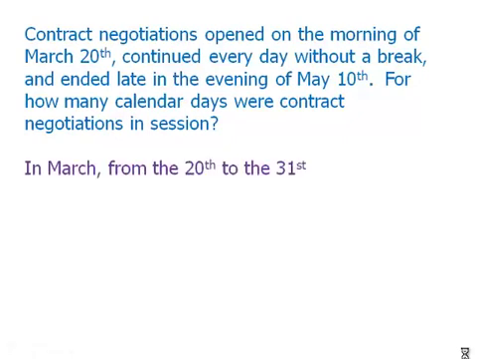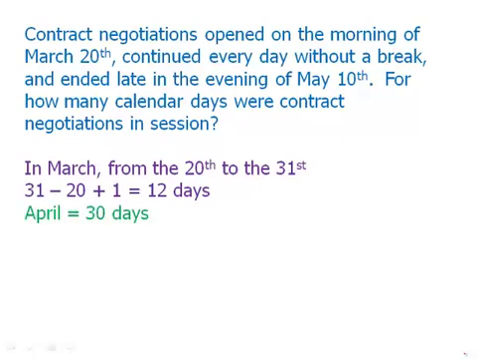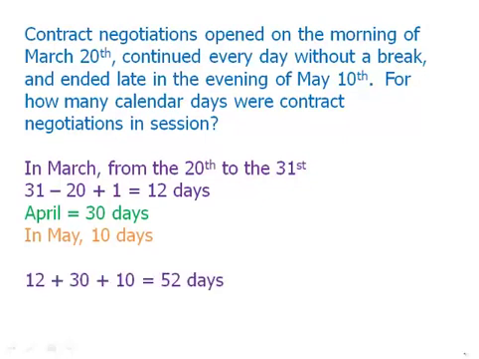Well, let's see. First of all, in March, we're talking about the 20th to the 31st. That's the end of March. So how many days there? That would be 31 minus 20 plus 1 for the inclusive counting. That's 12 days. So 12 days in March, the whole month of April, so that's 30 days, and then the first 10 days in May. So altogether, that's 12 plus 30 plus 10, 52 days. So that's how many days the contract negotiations were in session.